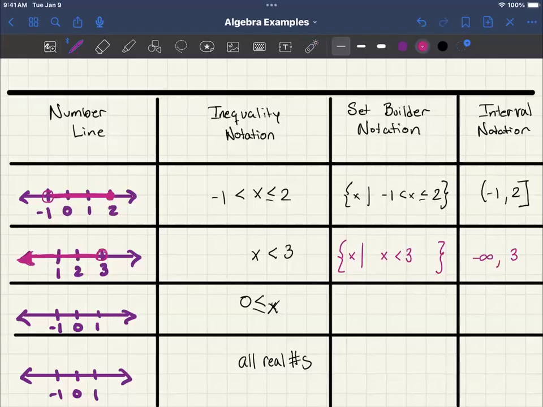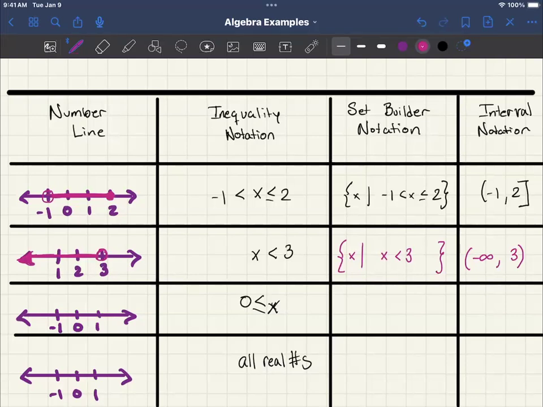We are going to have a curved parenthesis around 3 since we are not including the number 3. And whenever we have positive or negative infinity, you always have the curved parenthesis. You never have a closed bracket because infinity is not a number. It is a size or a magnitude. So I always use the curved parenthesis with plus or minus infinity.